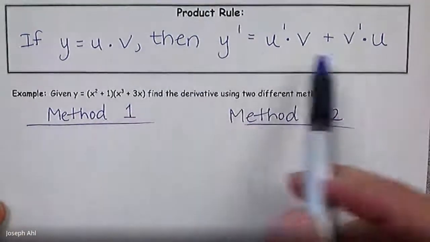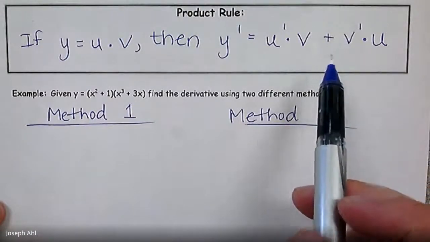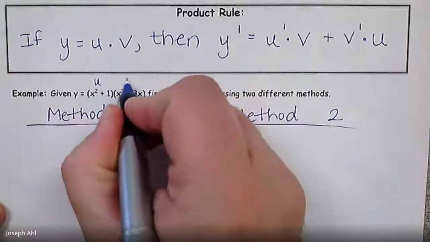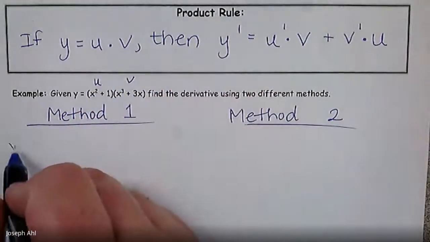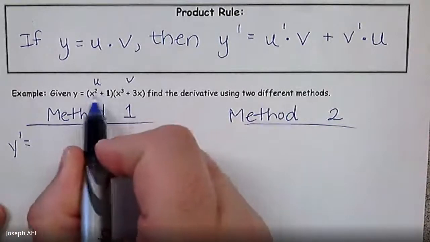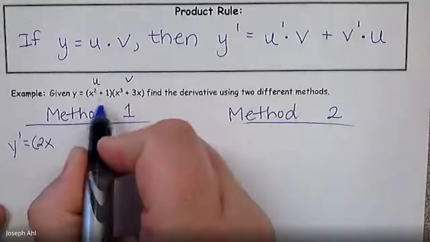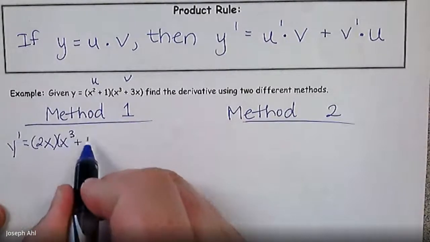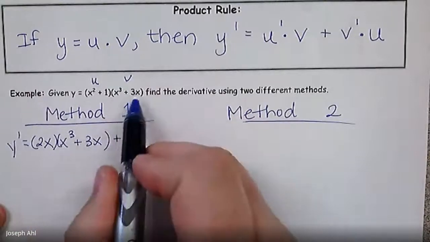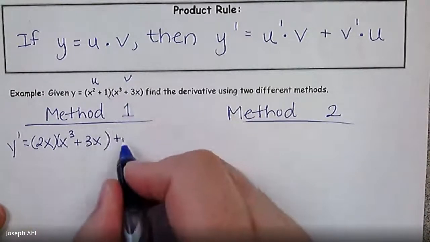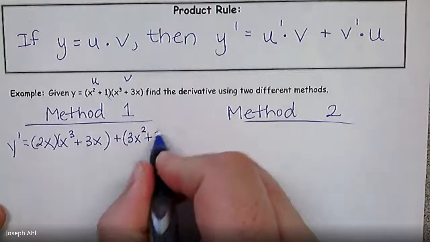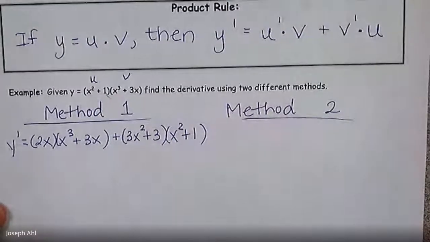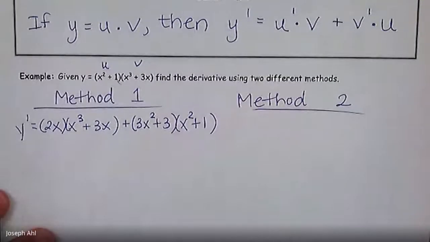Method one is, let's try to apply this new rule, the product rule. If I use the product rule, we're going to find the derivative of the first, right? If we think of this as u and this as our v right there, y prime would be the derivative of the first, which is just 2x, since the derivative of the constant 1 is 0, times the second, x cubed plus 3x. Plus, now take the derivative of the second, which is 3x squared plus 3, and multiply that by the first, x squared plus 1. So u prime v plus v prime u.